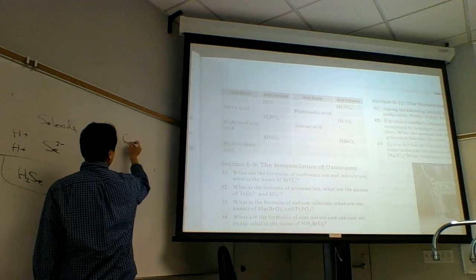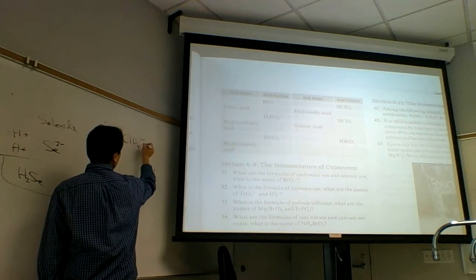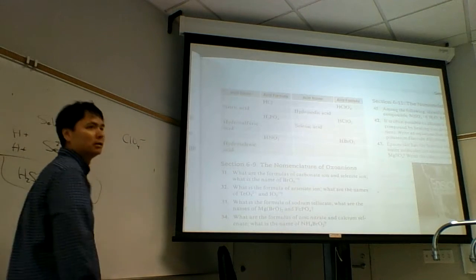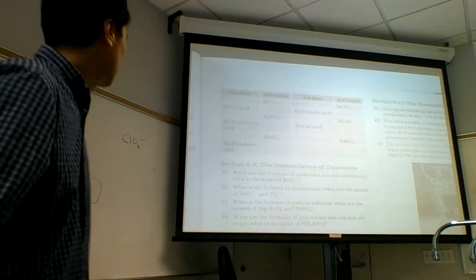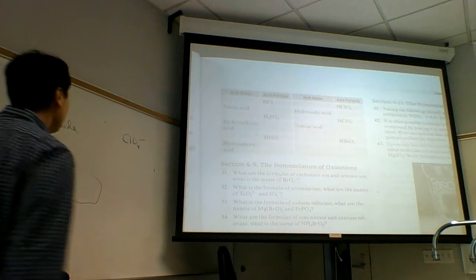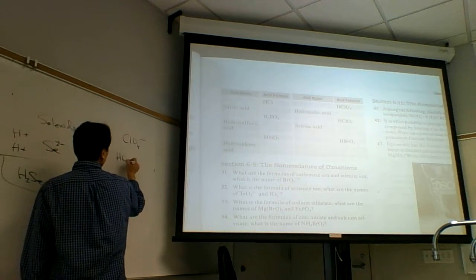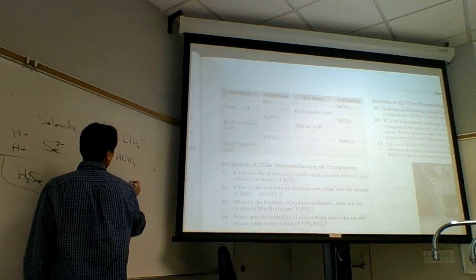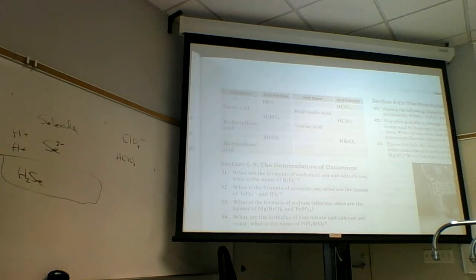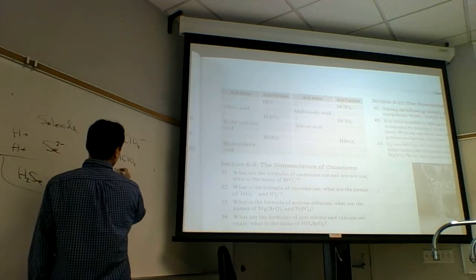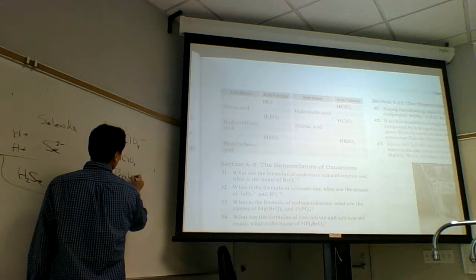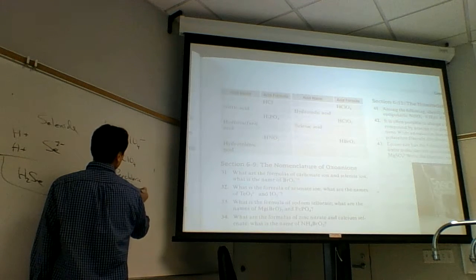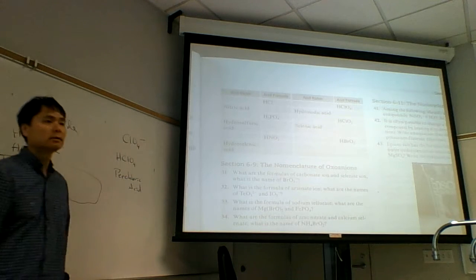HClO4. HClO4 has the anion ClO4 minus. We just saw that one. That's called perchlorate. And therefore, HClO4 must be called, well, it's ic. Perchlorate gives it the ic acid. So it's going to be perchloric acid. We have perchloric acid.